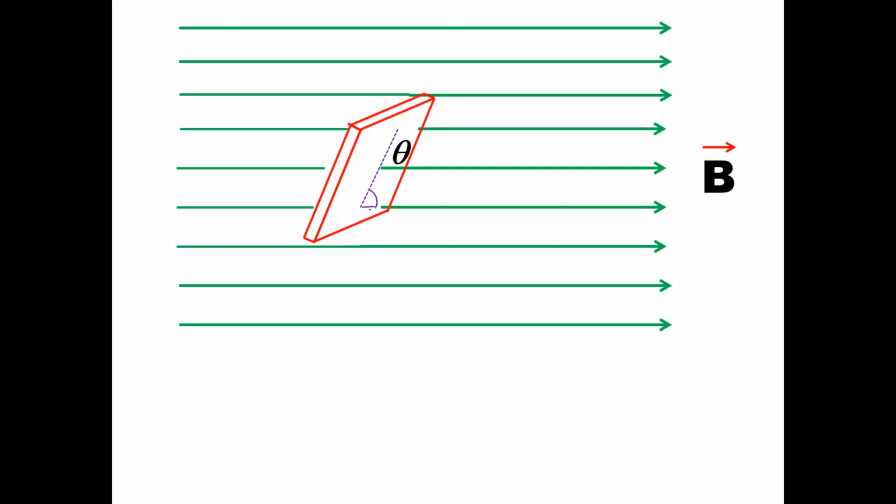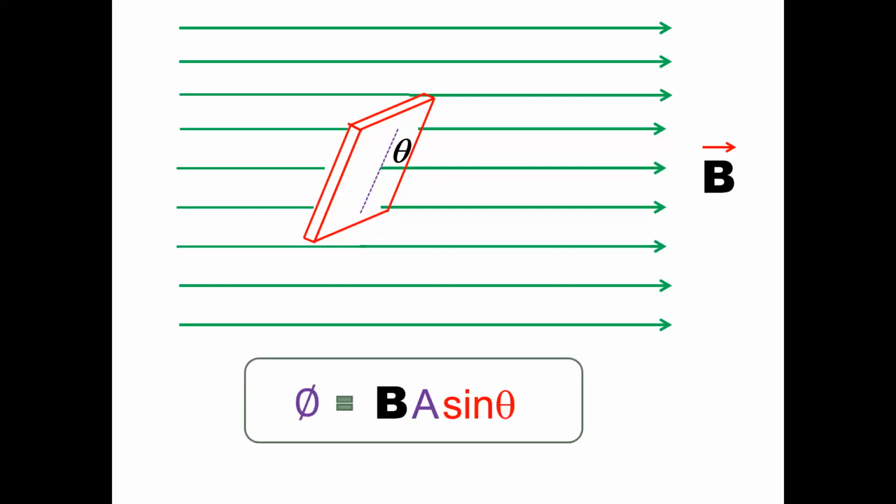So we have tilted the sheet. It is like a partially open door, like a partially open window. And now put the formula. The formula says phi is equal to BA sine theta.